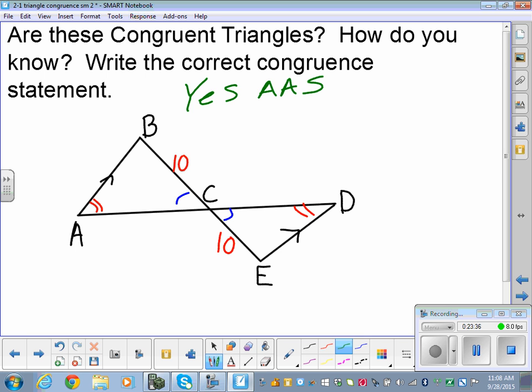Okay. So I'm going to go ahead and just do triangle ABC. It's congruent to triangle. So ABC. A was red, double angle, so D. And then AB, B was blank, E is blank. And then C is C. There's our correct congruent statement. Any questions? Okay, couple more and then I'm going to let you work.